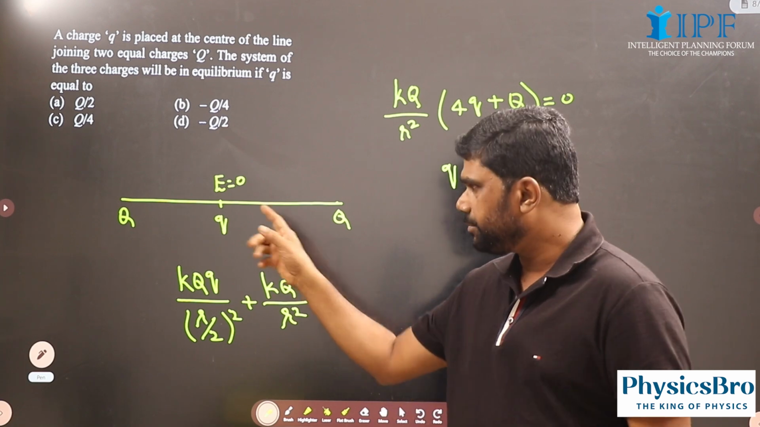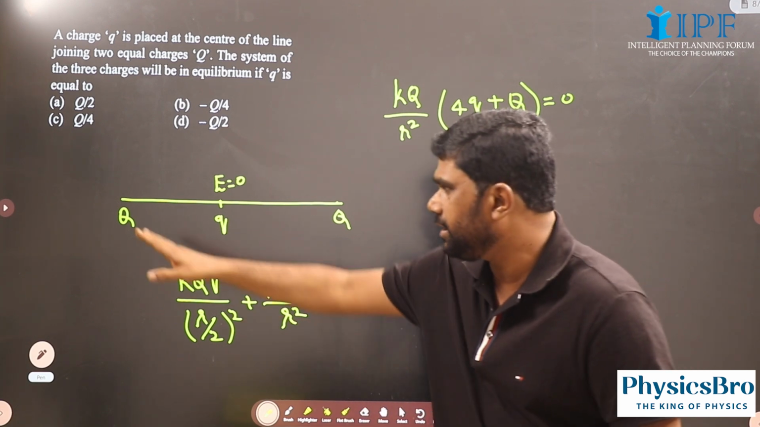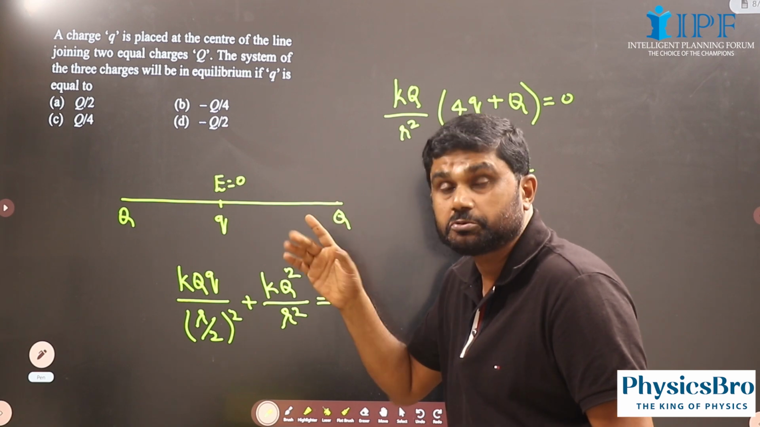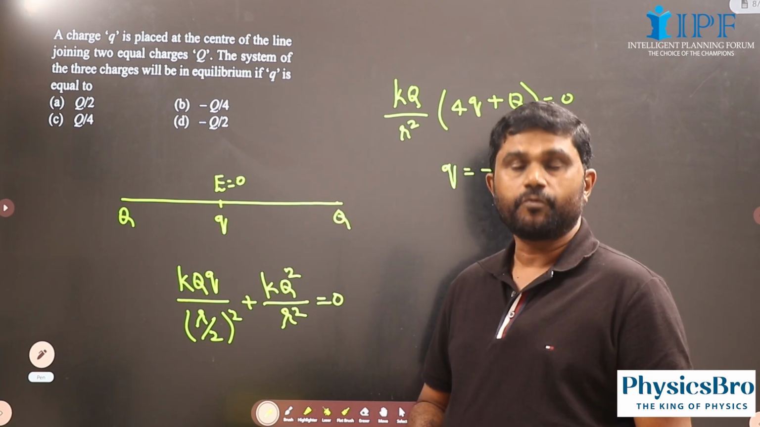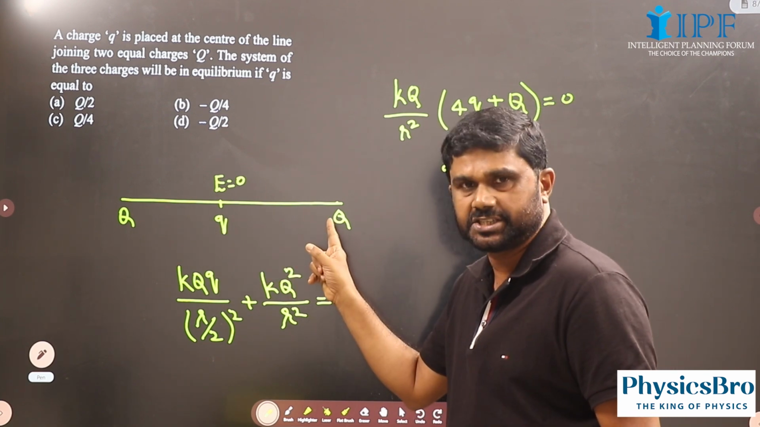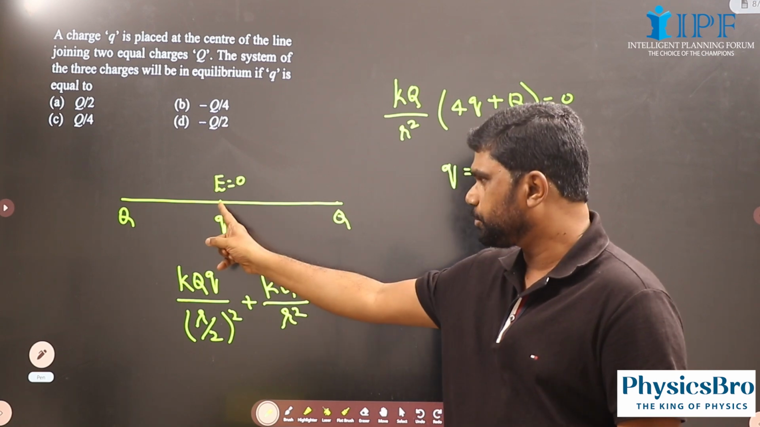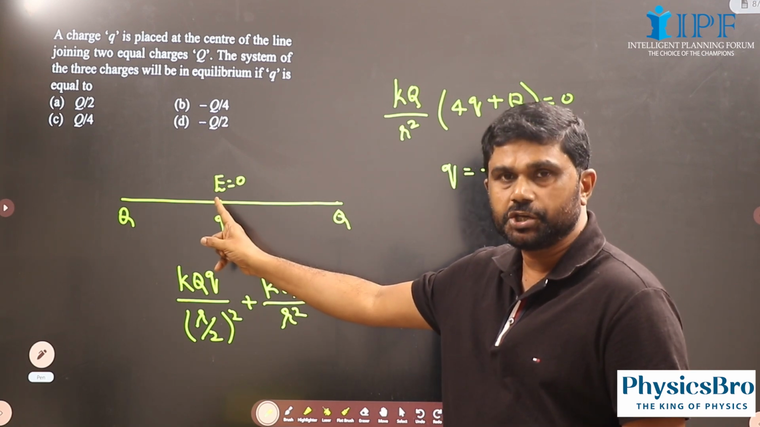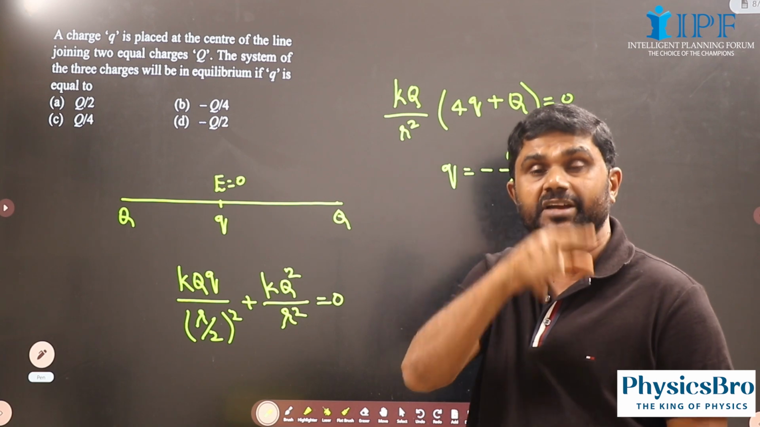So the null point will be in between them, and the null point must be closer to the smaller. Here, both the charges are equal, so the null point must be equidistant from both. What does it mean? At the center of the line joining these two charges, the intensity of electric field will be 0. Means at this position, the field is 0, it is the null point, because these two charges are similar and equal.